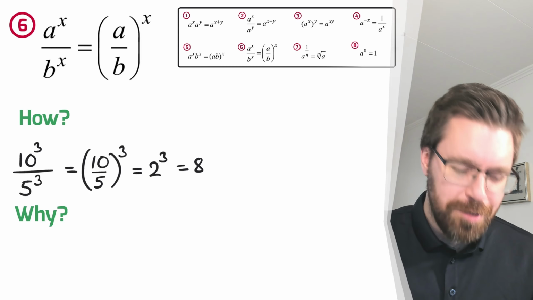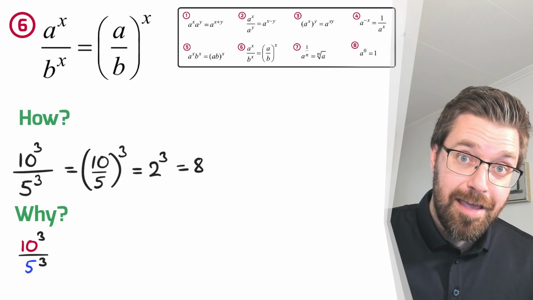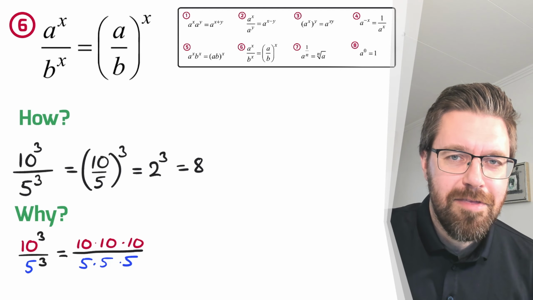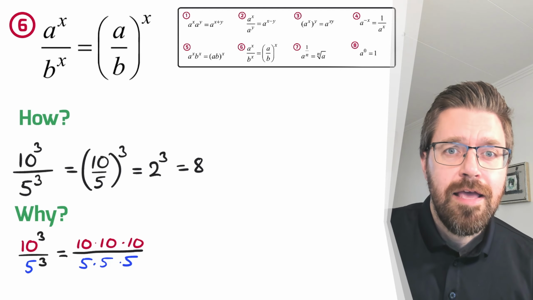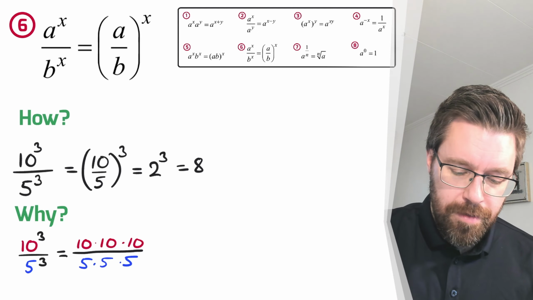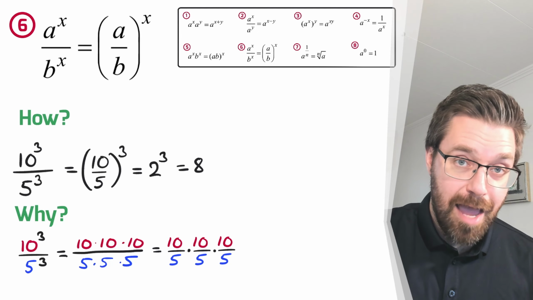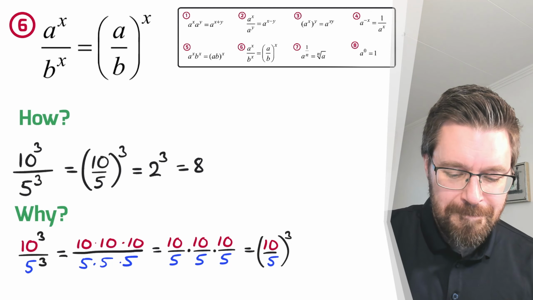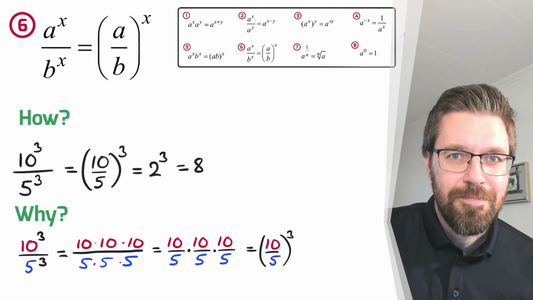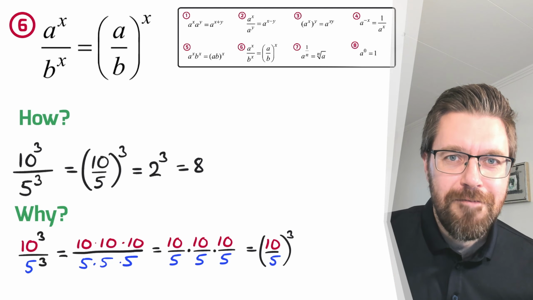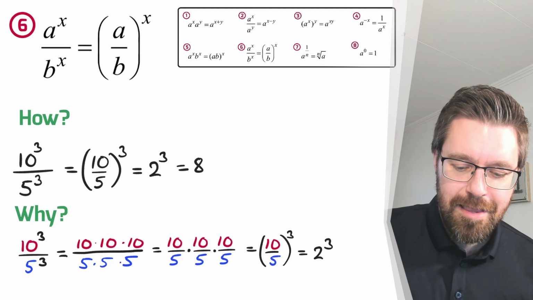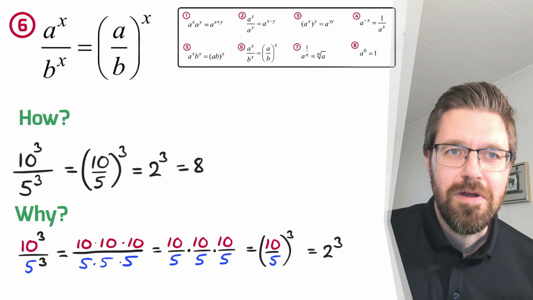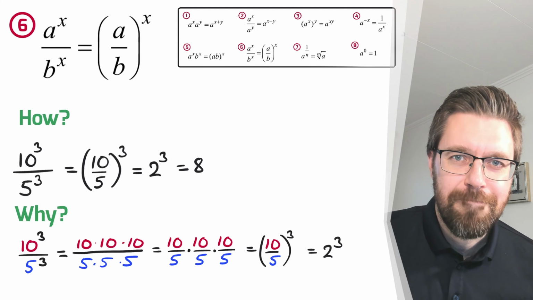And why can we do this? We can write it like 10 times 10 times 10, and then divide by 5 times 5 times 5. And then we can write the fractions separately. So 10 fifths times 10 fifths times 10 fifths. And then we got it: 10 fifths raised by 3, because we have 3 factors of 10 fifths. And of course, 10 divided by 5 in the parentheses equals 2. So it becomes 2 raised by 3 equals 8.